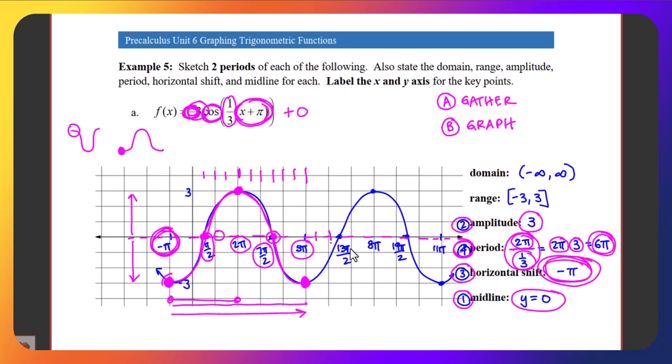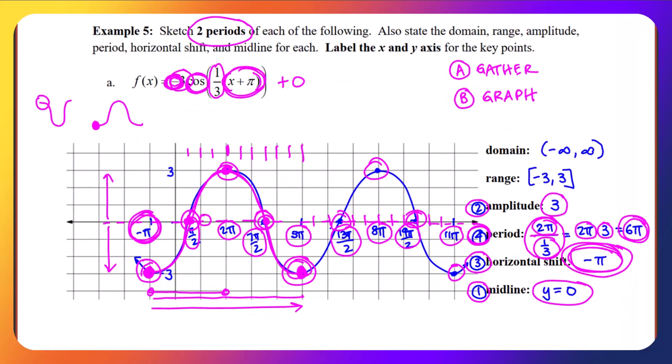11, 12, 13, 14, 15, 16 pi over 2, 17, 18, 19, 20, 21, 22 pi over 2. Well, 22 over 2 is 11 pi. So for those 2 periods, I have to mark 5 points per period. For the second period, this shares as 1, 2, 3, 4, 5. If you can count, you can get all the numbers quite easily.